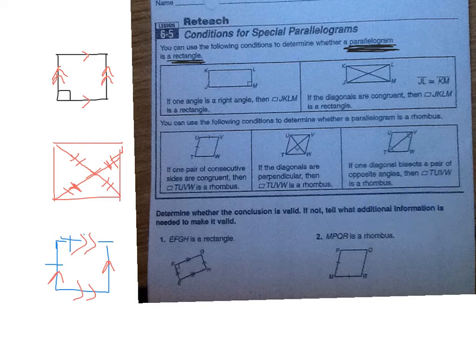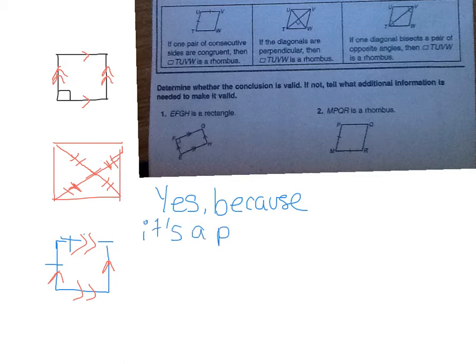Okay, so now let's go over the bottom problem. It says determine whether the conclusion is valid or not. If it's not, then tell what additional information is to be given to make it a valid statement. Do you think that number one is a rectangle? Yes. Why is it valid? Because it has opposite pairs of parallel sides. Okay, yes, because it's a parallelogram.